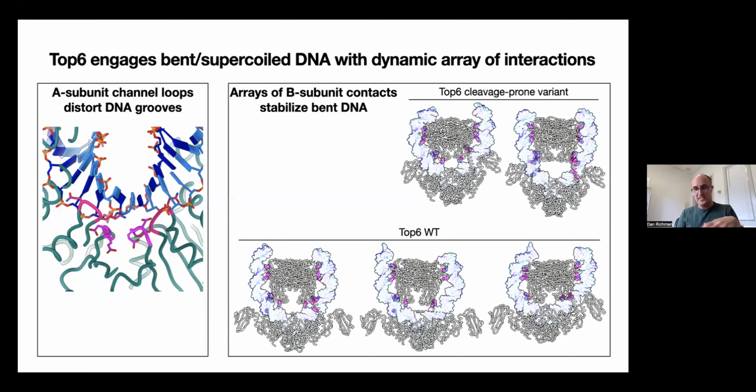I'm sparing this audience any gels, but we performed supercoil relaxation assays to show that eliminating just one of these clusters, changing lysines to alanines, for example, severely damages the supercoil relaxation activity of the enzyme. So this level of DNA engagement by the B subunit is really crucial and dynamic.